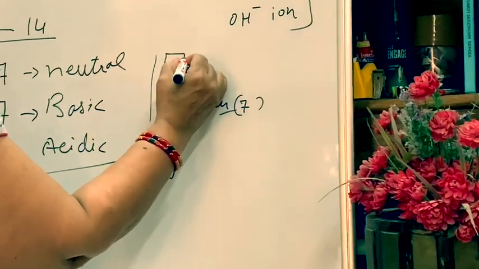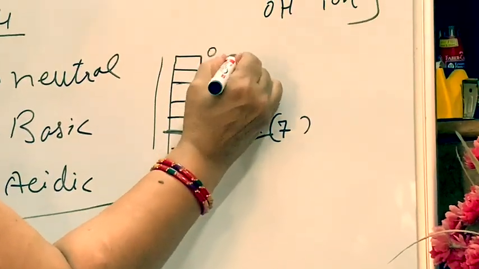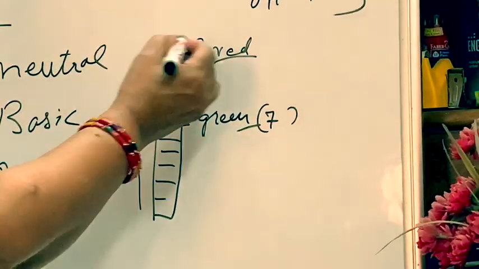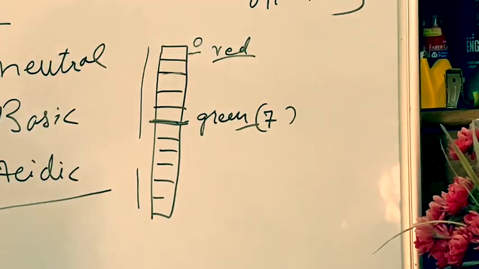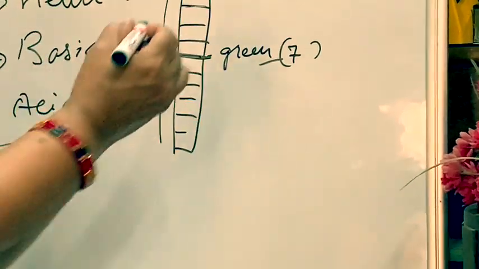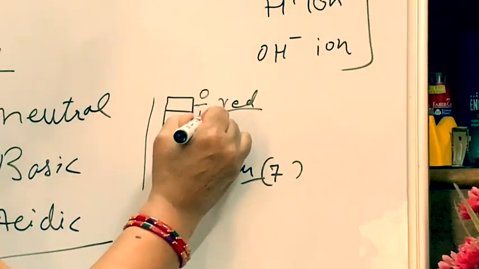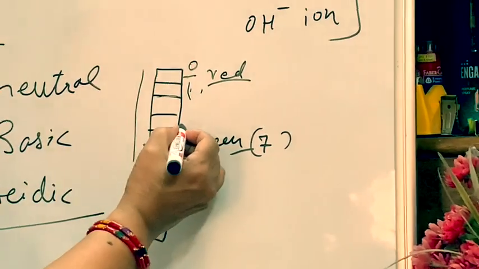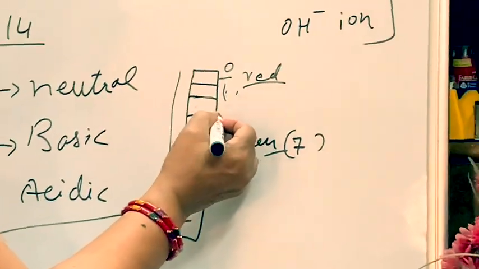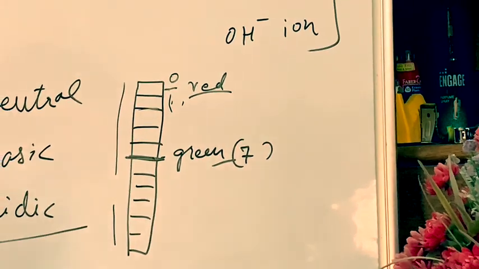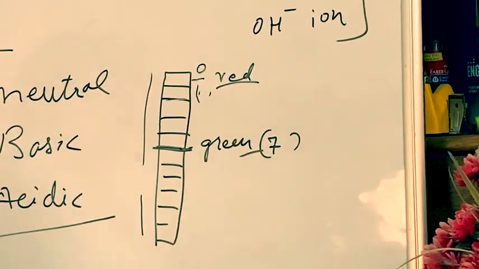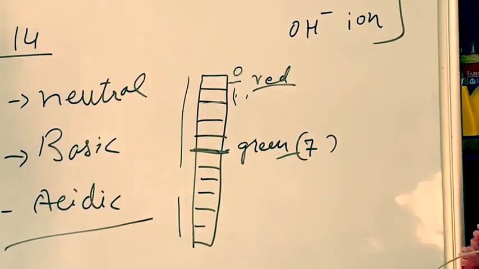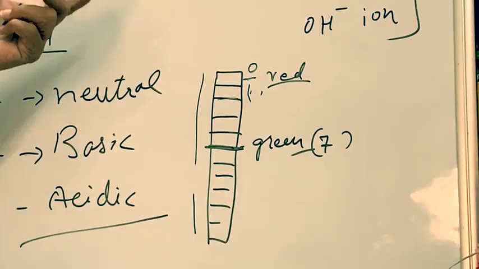Suppose the color is from 0, that means it's dark red. If the strip changes to dark red, that means the pH of that substance is low and it is highly acidic. As we move down, it starts becoming orange and then yellow, the color changes, and finally the yellow color or orange color, they are weak acids. The strength is very less. So we can measure the strength of any acid or base by the pH scale.